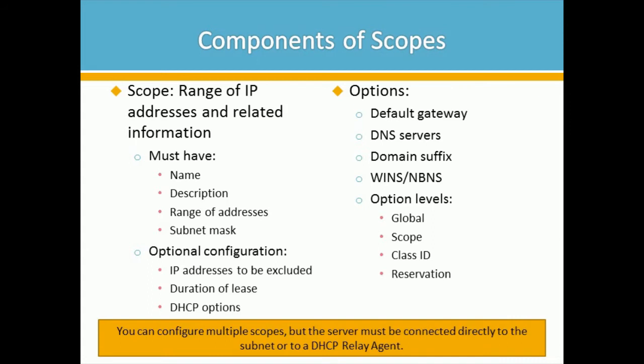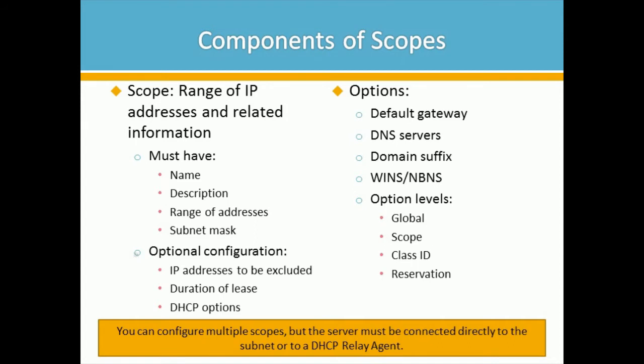Now, there are some other options to think about. A domain suffix is what gets appended on the end of the host name. We can add more than one domain suffix for search, so as we're querying DNS servers, we can look at more than one DNS zone, but more about that later when we talk about DNS zones. We can also have WINS or NetBIOS name servers.